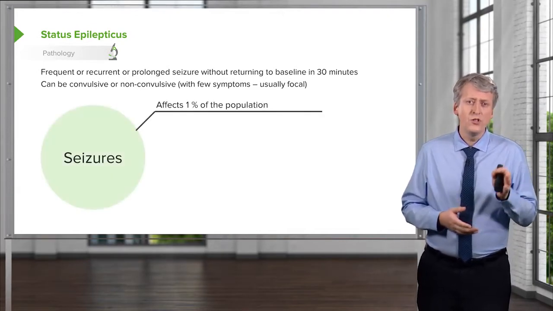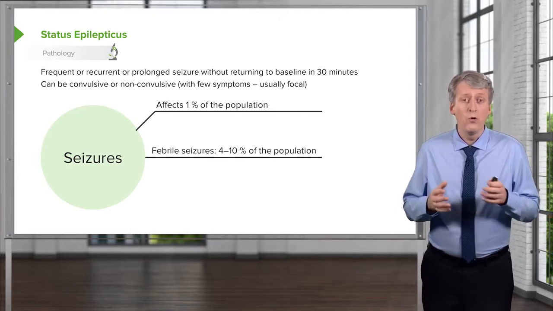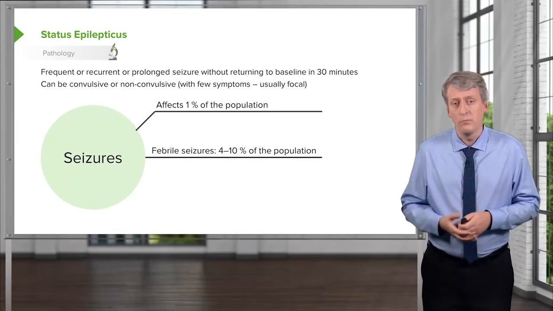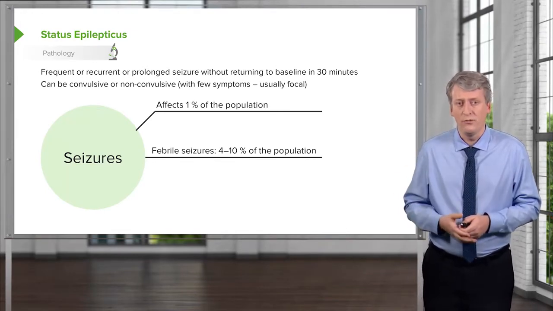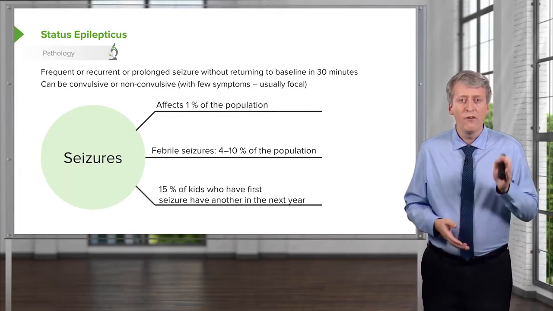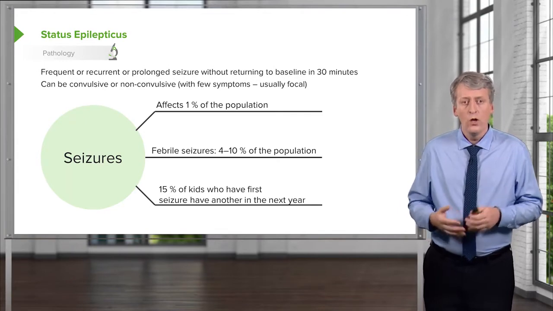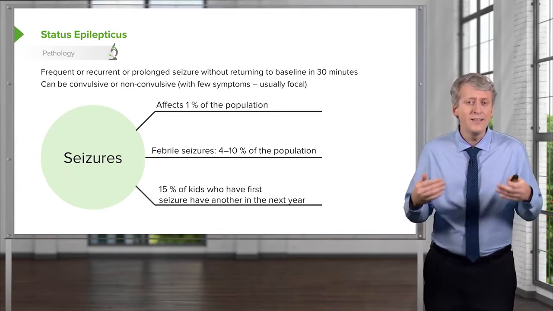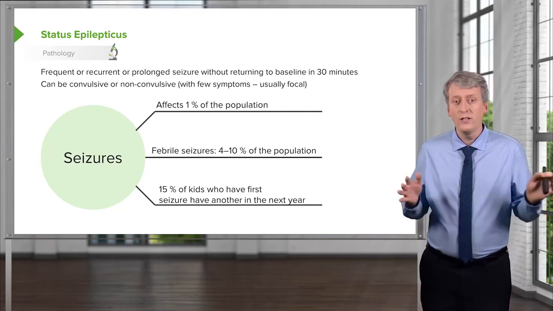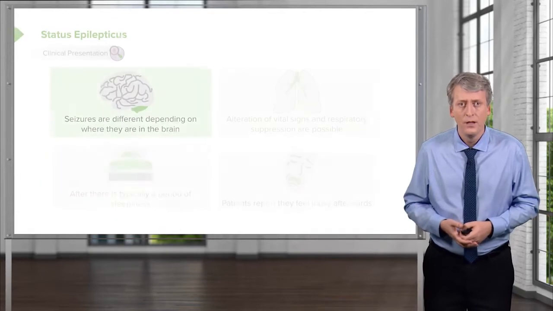So seizures in general affect about 1% of the population, but febrile seizures, which we'll get to at the end of this talk, affect a much larger part of the population, 4 to 10% of children. And 15% of children who have a first seizure have another within the next year. So recurrence actually isn't that common, at least not right away. Many children have one seizure and never have another one, and we never know why it happened.